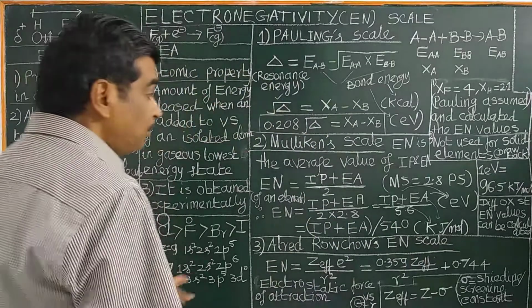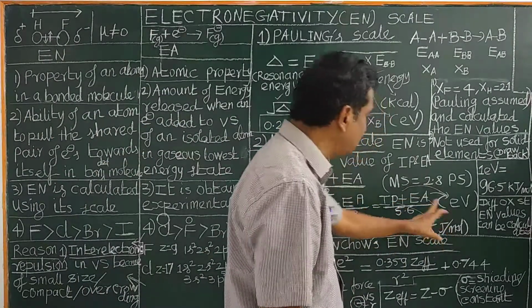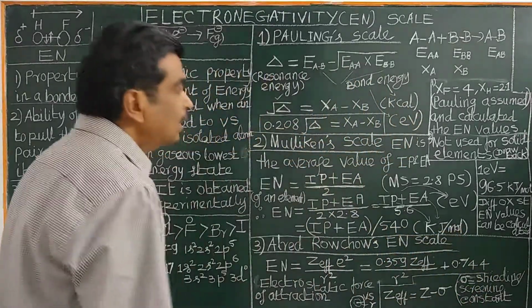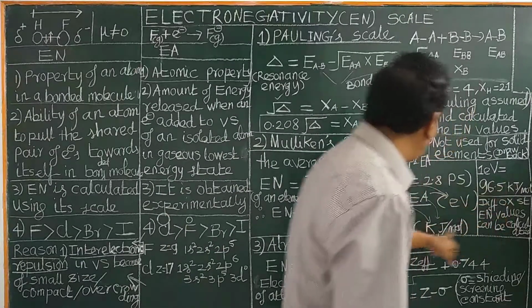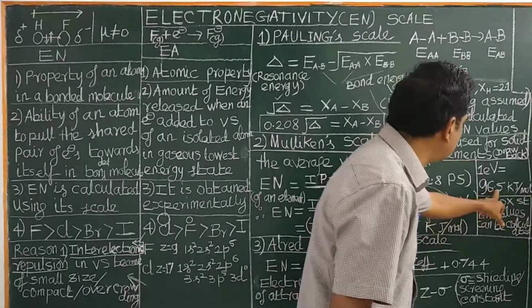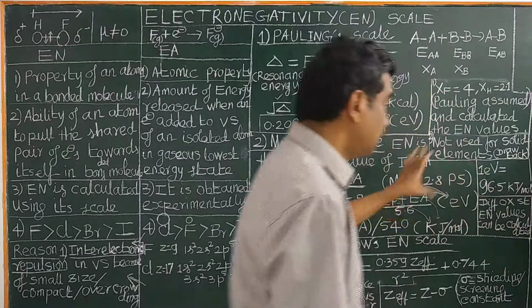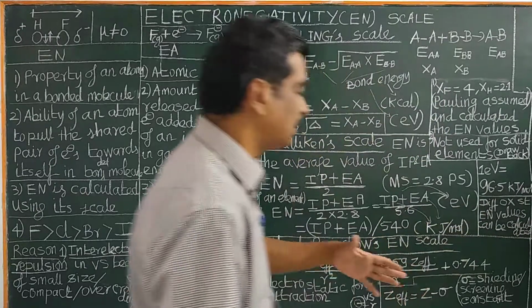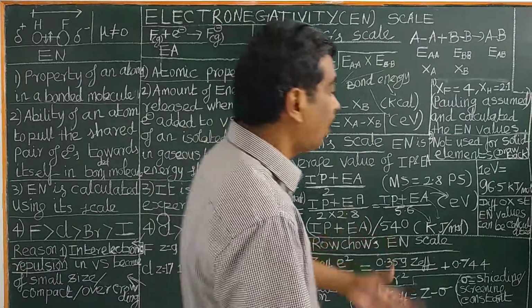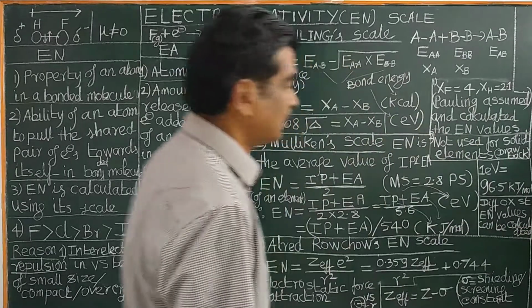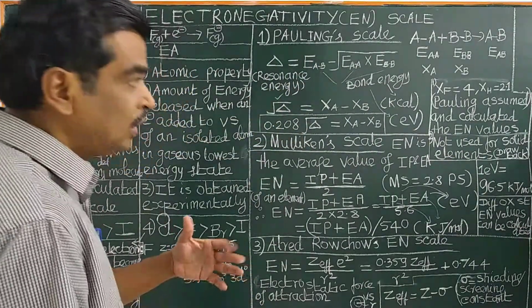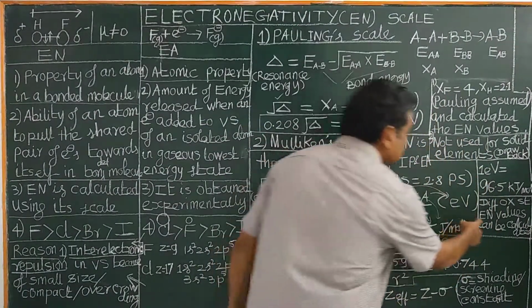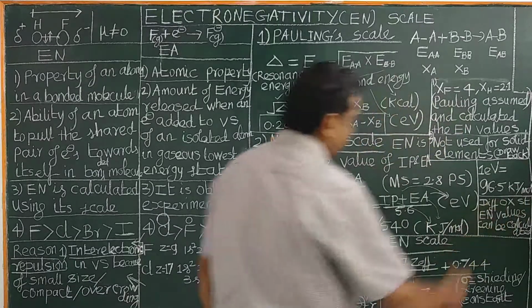If the ionization potential and electron affinity values are given in kilojoule per mole, note that 1 electron volt equals 96.5 kilojoule per mole. The advantage of this method is that the electronegativity values of different oxidation states can be calculated, for example oxygen, O2 minus.